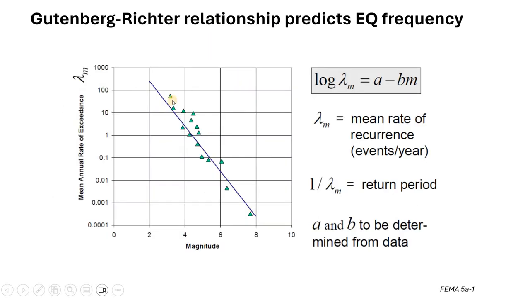And it's also worth noting, what's the predictive power of this? The predictive power is that if you want to know how frequently we're going to have a magnitude 6 earthquake, you literally just read it right off the plot. So this has a built-in magnitude frequency relationship.